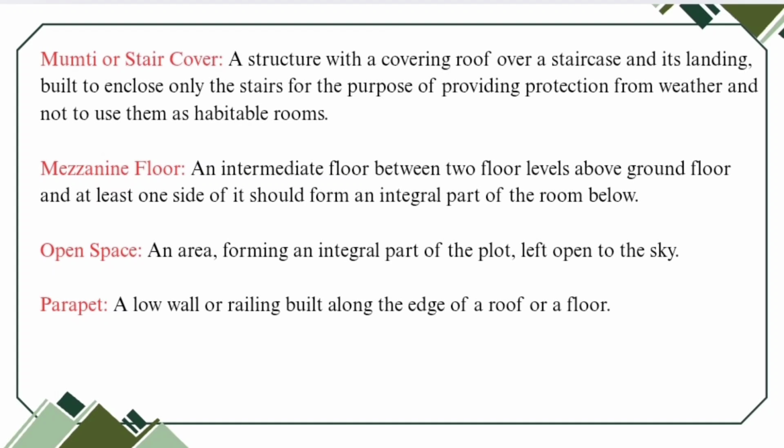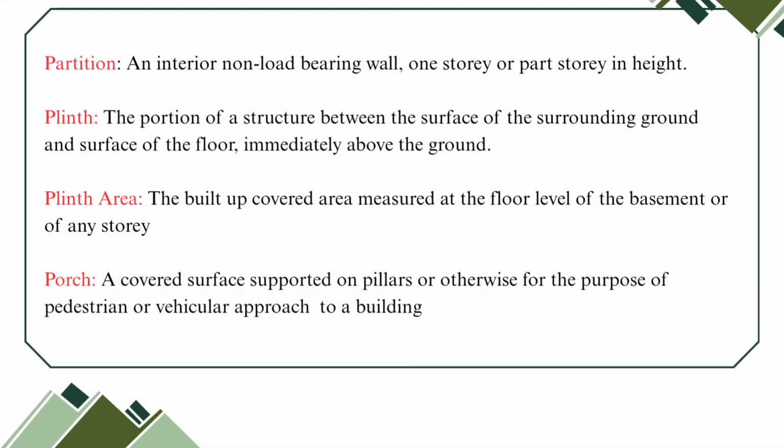Now the next is open space, an area forming an integral part of the plot left open to the sky. Parapet, a low wall or railing built along the edge of the roof or floor. Now the next is partition, an interior non-load bearing wall one story or a part story in height is known as a partition. Plinth, the portion of a structure between the surface of the surrounding ground and the surface of the floor immediately above the ground is known as a plinth. And now plinth area, the built up covered area measured at the floor level of the basement or any story is nothing but the plinth area.